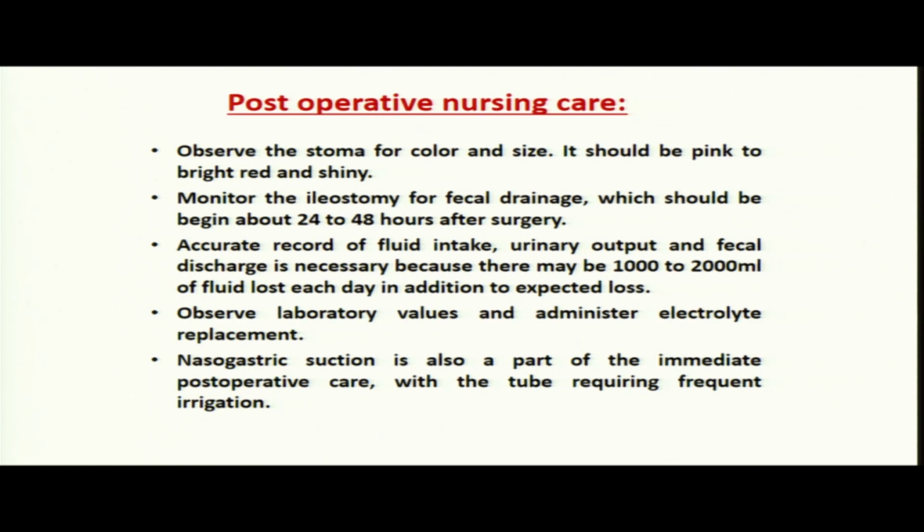Accurate record of fluid intake, urinary output and fecal discharge is necessary, because there may be 1000 to 2000 ml of fluid lost each day in addition to the expected loss. So we do not want the patient to face any untoward reaction like dehydration or shock. We measure it initially, so that the patient gets used to the volume he or she can expect. Observe laboratory values and administer electrolyte replacement in case of dehydration. Nasogastric suction is also a part of the immediate postoperative care, with the tube requiring frequent irrigation.